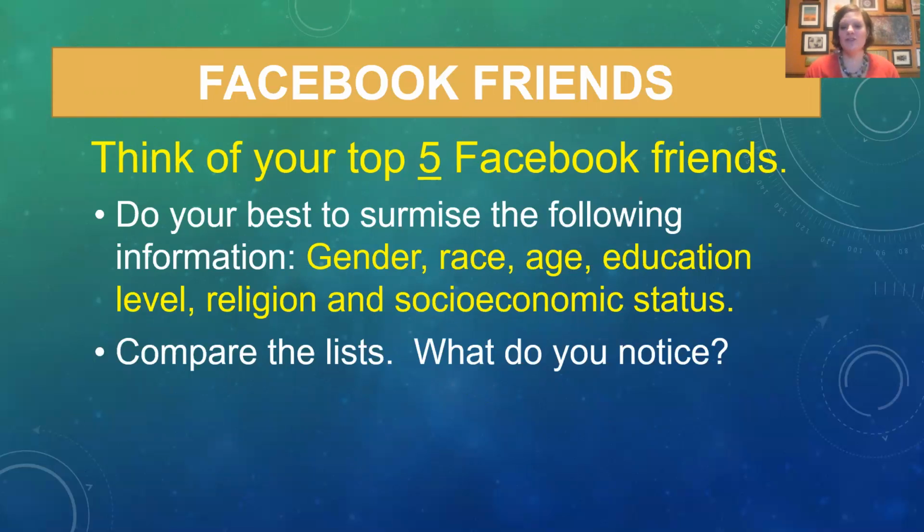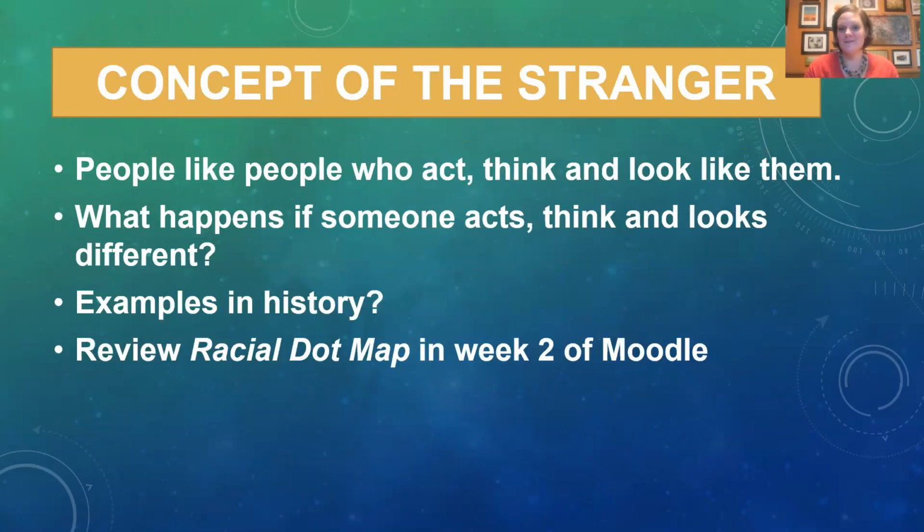Obviously, you know their gender. What about their race, their age, their educational level, their religion, and their socioeconomic status? Then I want you to go ahead and write them down. Look at those 5 friends, and do you notice anything? What you might find is that those people are very similar to you. In most cases, we have our primary and our secondary groups, and we tend to have a lot of people who look and think and act like us. I'm just curious if you find that in your friends as well.